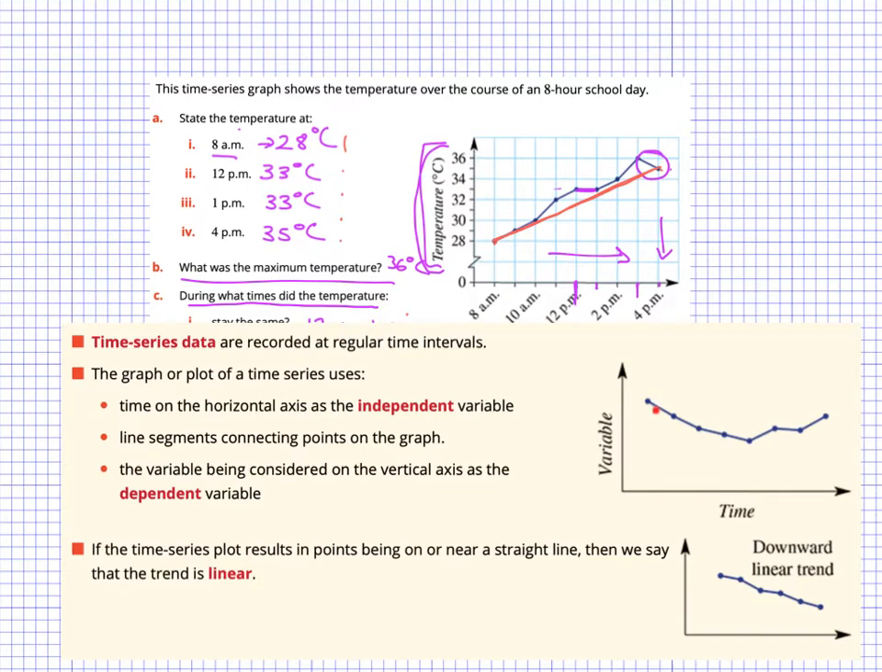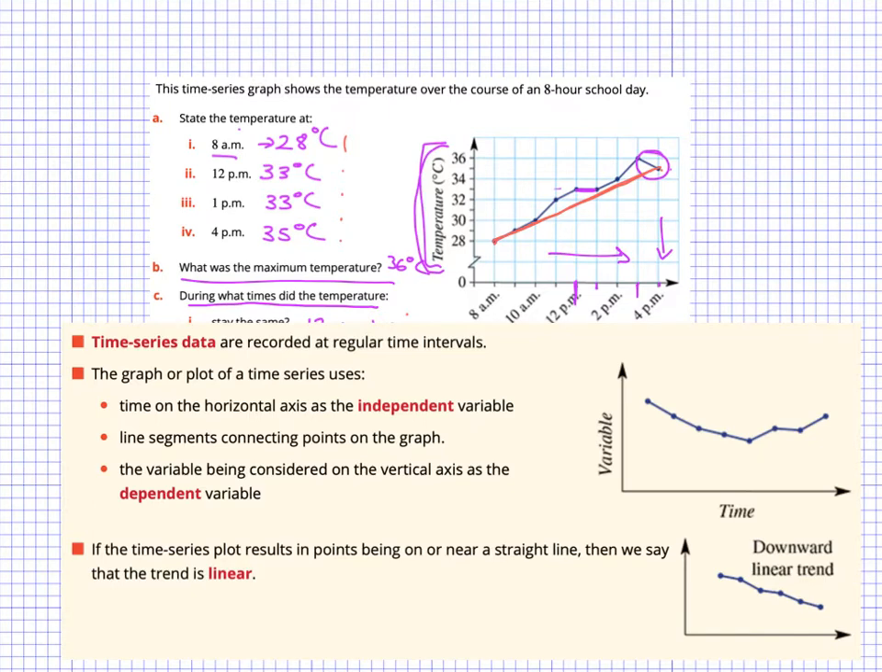So there are always line segments joining the points. All right, you don't join first to last, you always join to the next point. And the variable being considered on the vertical axis is the dependent variable. So this is always time, and this is something else. If the time series plot results in points being on or near a straight line, then we say that the trend is linear. So you can see that this is a pretty straight line.